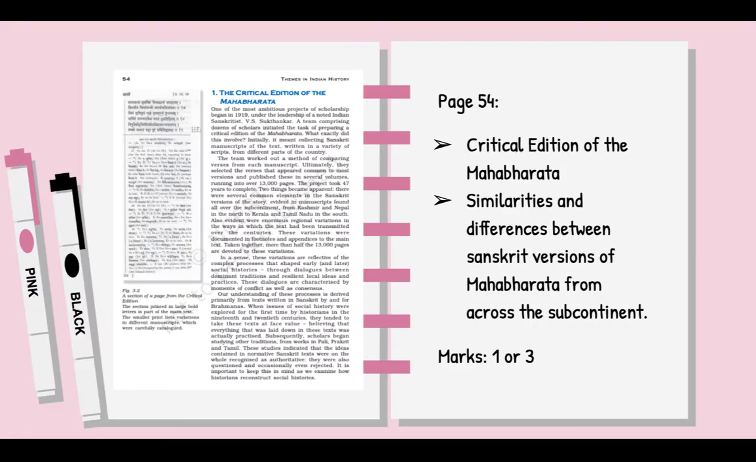So let's start. When you look at page 54, it talks about the critical edition of the Mahabharat, and you can be asked what was the critical edition of the Mahabharat, who was the team leader, how much time it took, how many pages, and so on and so forth, which would be for 1 mark or 3 marks. And you may even be asked about similarities and differences between the Sanskrit versions of the Mahabharat from across the subcontinent. There are 2 listed here, so it could be either for 1 mark or 3 marks with a tag question.